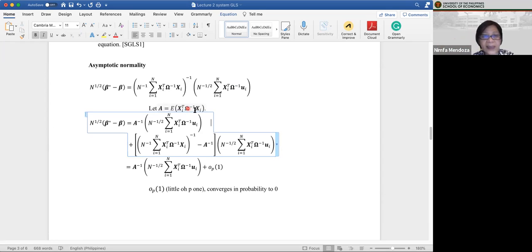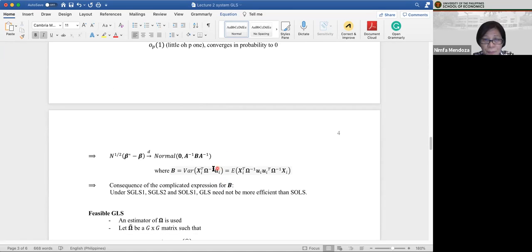For system OLS, the A would just be X sub I transpose X sub I. For GLS, A would have this omega inverse. For B, the B here now is the variance of X sub I transpose omega inverse U sub I. And this would be the expected value of X sub I transpose omega inverse U sub I times U sub I transpose omega inverse, because that is symmetric, times X sub I.